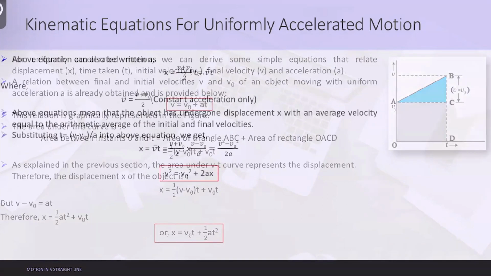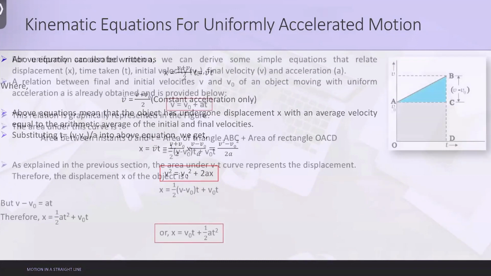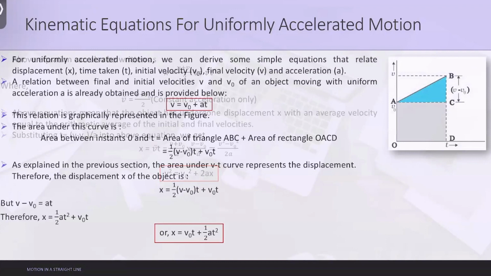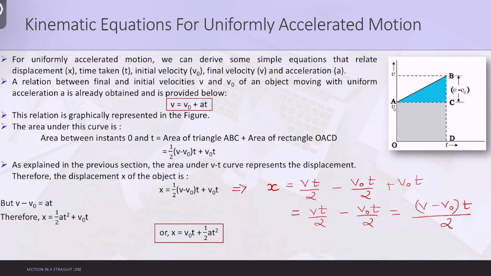Let us understand the third kinematic equation and we are good to go. Okay, so the above equation can also be written as x is equal to v plus v naught by 2 into t. So how can we write this? We can understand from this point also. So just look at this location. x is nothing but v t by 2 minus v naught t by 2 plus v naught t. It can be written as vt by 2 plus v naught t minus v naught t by 2, which will give you v naught t by 2. So we can write v minus v naught into t by 2.